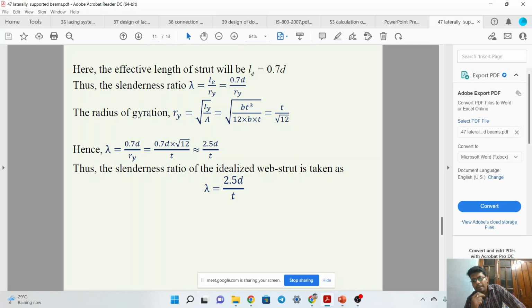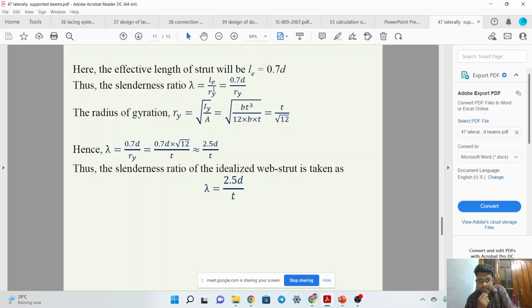Sir, one thing: while calculating the slenderness ratio, we don't see the length of the column, we see the lateral dimensions. Which slide are you saying? See, in this slide also, the formula of slenderness ratio, lambda is equal to LE upon RY. And this LE is the length of the member, the longitudinal length, that you have to consider to calculate the slenderness ratio. Yes, sir, you are right.